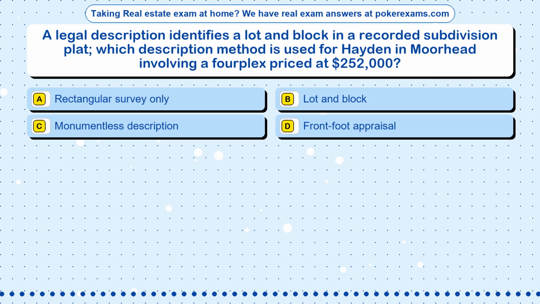Question 74. A legal description identifies a lot and block in a recorded subdivision plat. Which description method is used for Hayden and Moorhead involving a fourplex priced at $252,000? Option A, rectangular survey only. Option B, lot and block. Option C, a monumentless description. Option D, a front foot appraisal.